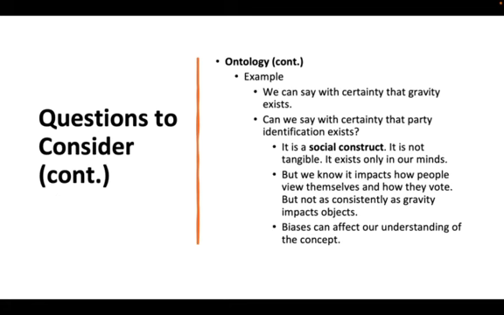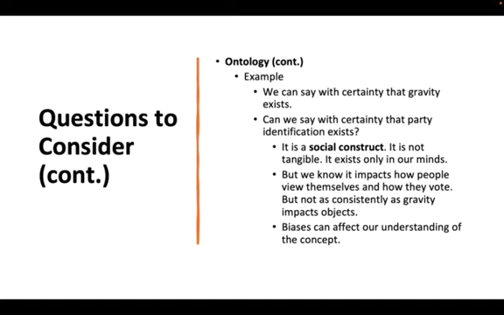And here's an example to consider in thinking about the concept of ontology. For instance, we can say, thanks to Galileo, with certainty that gravity does exist. There is a force that keeps objects tethered to the Earth. But can we say with certainty that an important social science concept or political science concept, party identification, exists? Can we say with certainty that party identification exists?